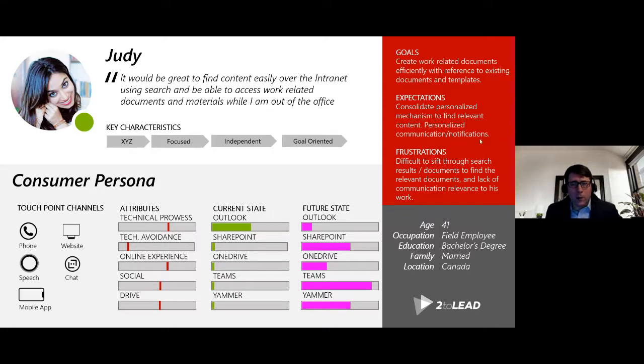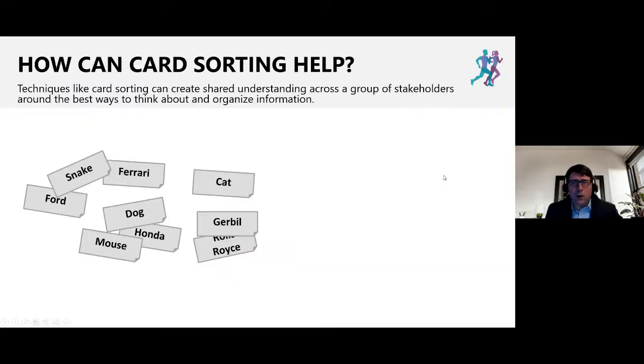Another good example here, if we take it a step further, is the concept of card sorting. So a lot of you may have even used card sorting in the past, and I'm surprised at how many people don't use it as much as they could within Office 365. So I'm going to talk about some patterns for card sorting. First, let me just make sure everyone's on the same page.